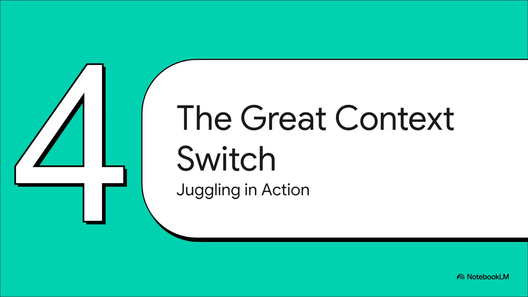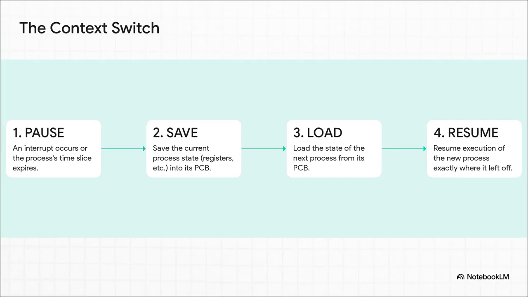So we have our big order board, and we have our super detailed tickets. Now it's time for the action. How does our chef actually juggle all of this at once? This, my friends, is where we get to the great context switch. So here's how the dance goes.